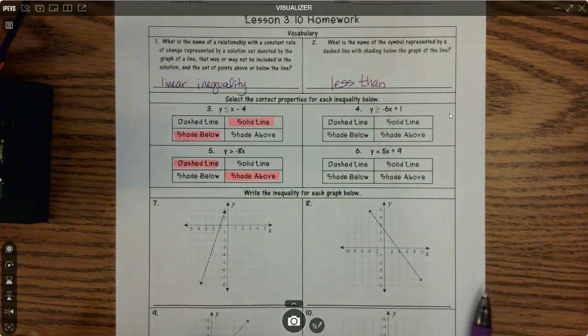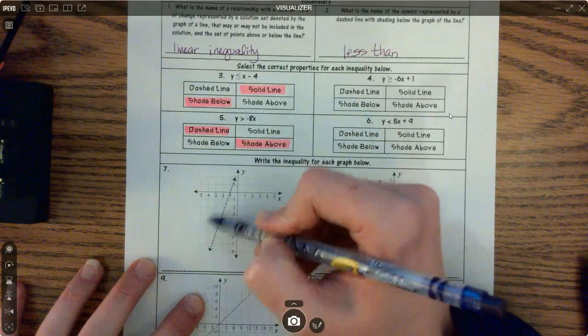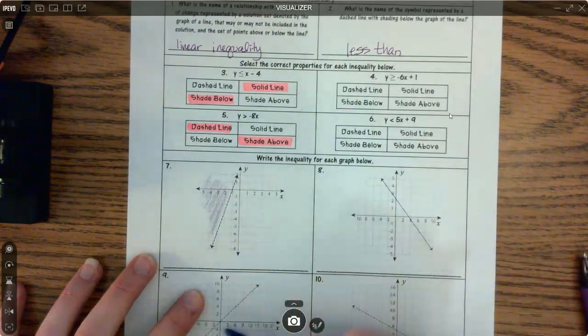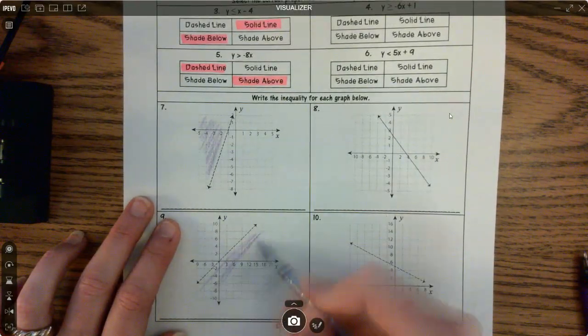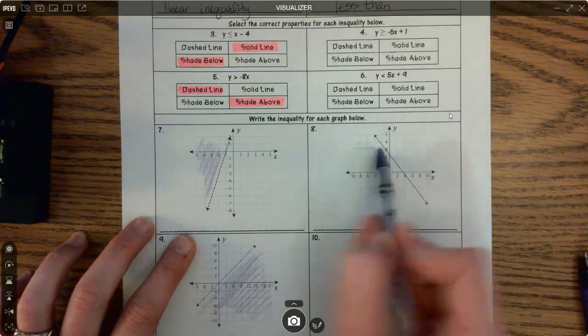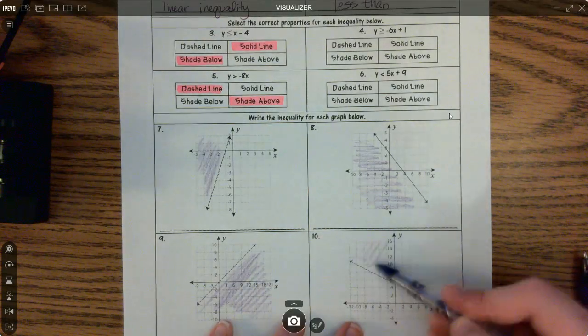So on these graphs, the shading did not print. Okay, so this one is shaded over here, and you don't need to color it all in. This one is shaded down here. This one is shaded down here. And then this one is shaded above.